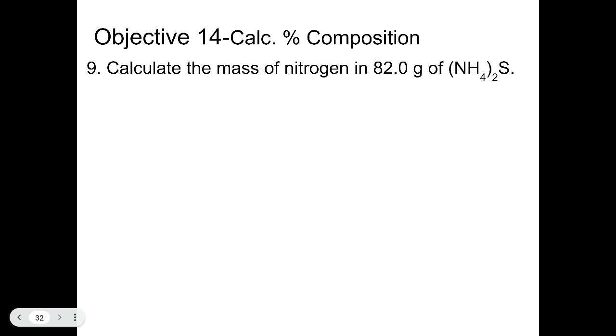And we're going to end up getting, out of the 82 grams of ammonium sulfide, 33.7 grams of it is actually nitrogen, which is pretty cool. That's a good chunk of this compound that is actually nitrogen.